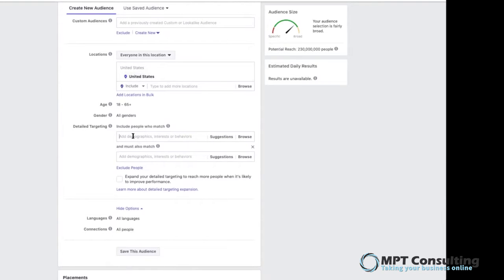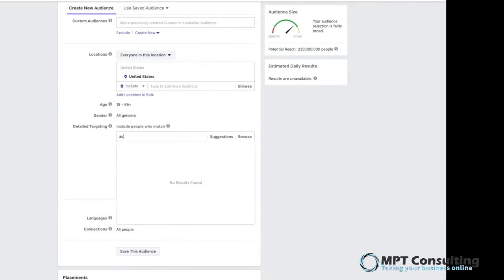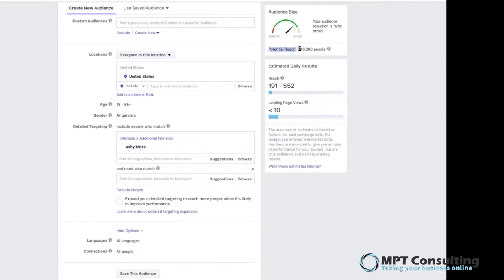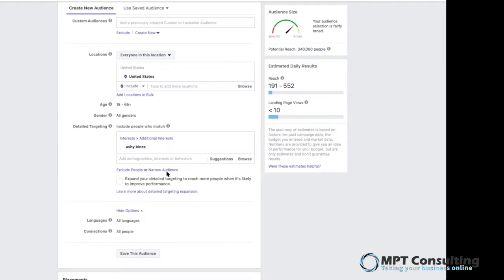But what we can do is detailed targeting. So for instance, let's say we put in Ashley Vines, someone in the fitness industry who has a big social presence, 2.2 million people, or 340,000 people at this point. What we can do here is go narrow audience. So instead of excluding people, we can narrow the audience. And you're like, Matt, why would we narrow the audience? There are two different things we can do. We can narrow the audience to be too specific, but at the moment, the audience size is perfect.